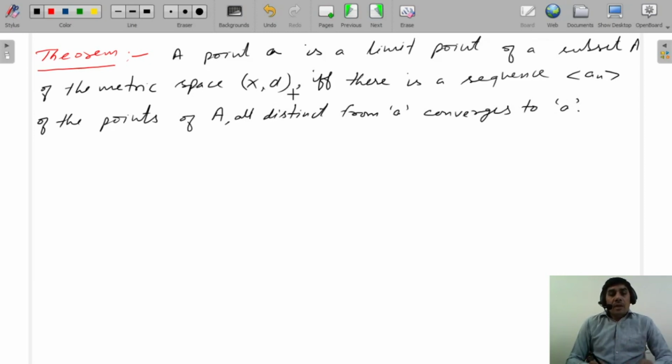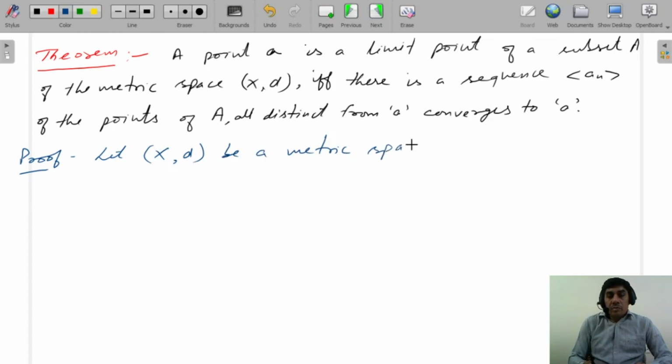In this theorem, (X, d) is a metric space, a sequence a_n converges to the point a if a is the limit point. Proof. Let (X, d) be a metric space and a_n be a sequence in (X, d).